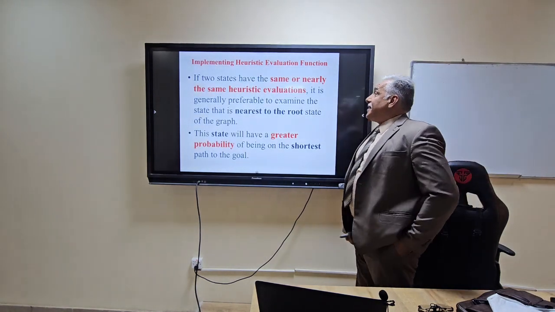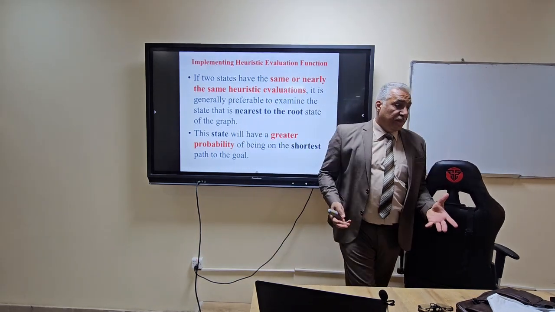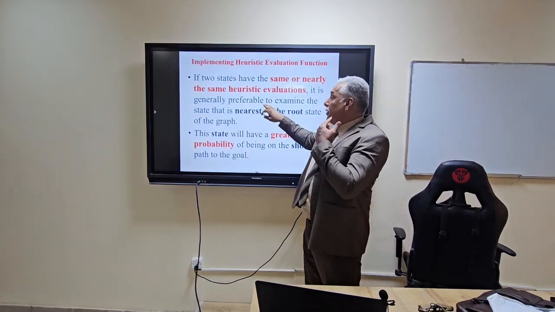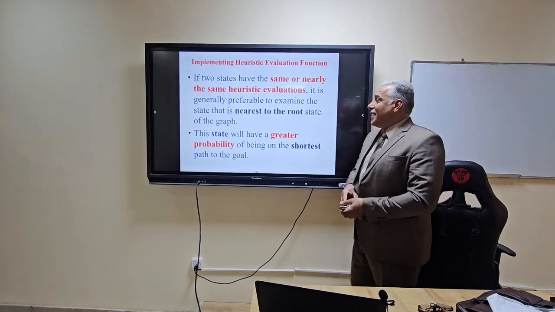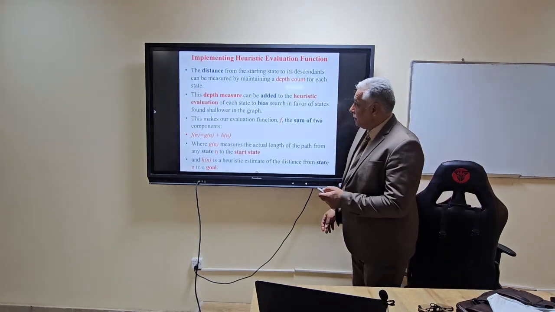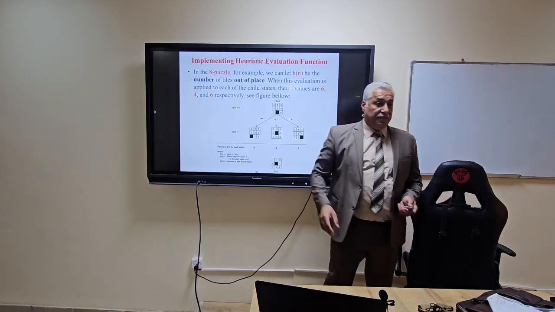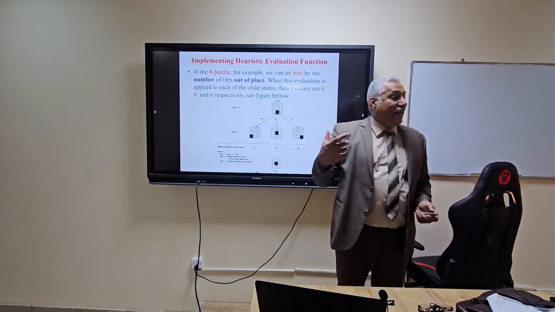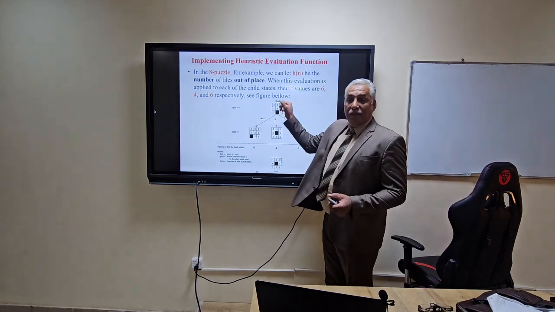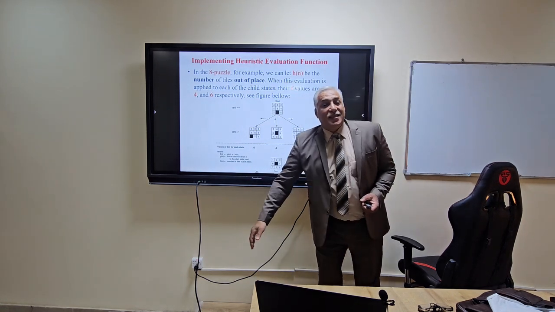If two states have the same or nearly the same heuristic evaluation, if we get two nodes with the same evaluation function, it is generally preferable to examine the state that is next to the root state of the graph. For example, this is a graph. If I get two states with the same evaluation function, which one would I select? I will select the one that has the shortest path from the start state to this state.